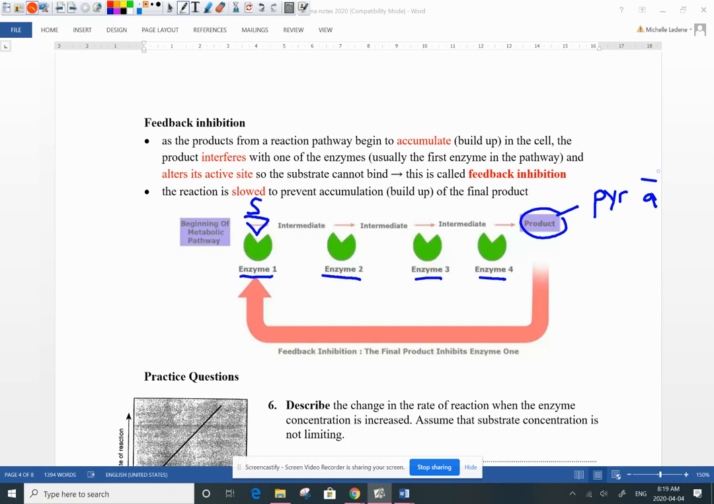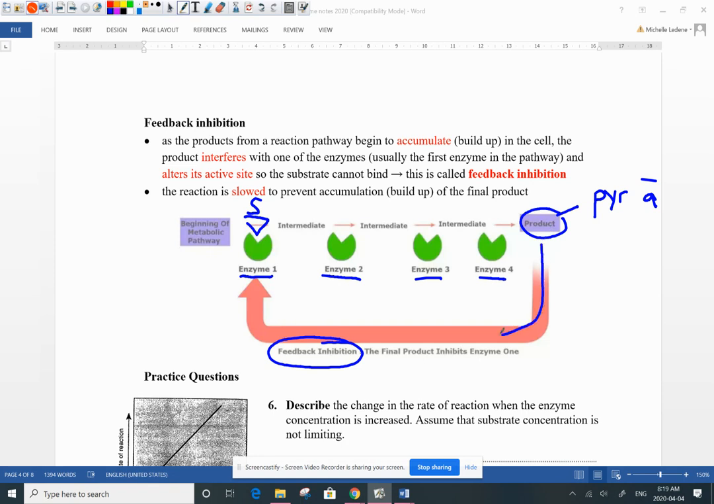So we have this pathway, and you guys know that the final product is pyruvic acid or pyruvate. And you know that there's a whole bunch of different steps. We didn't have to memorize them in Bio 20, although if you ever go to university, you have to learn all the steps and all the chemicals and all the enzyme names. But the point is this. The point is that there's this process called feedback inhibition.